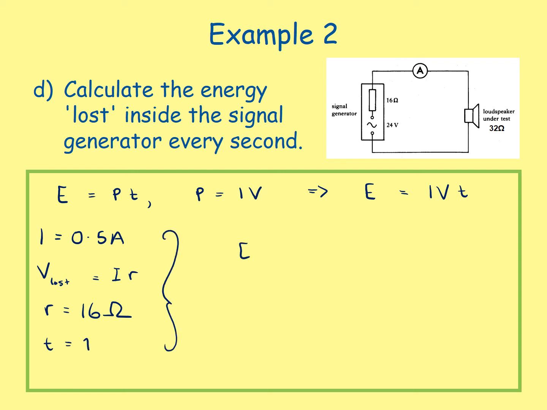Combining all that, our energy lost is equal to our current times by our lost volts times by our time. So that's 0.5 times by, remember our lost volts is IR, so we need to include our current again, times by 16, that's our internal resistance, times by our time of 1, and popping that all into the calculator, that gives you an answer of 4 joules.